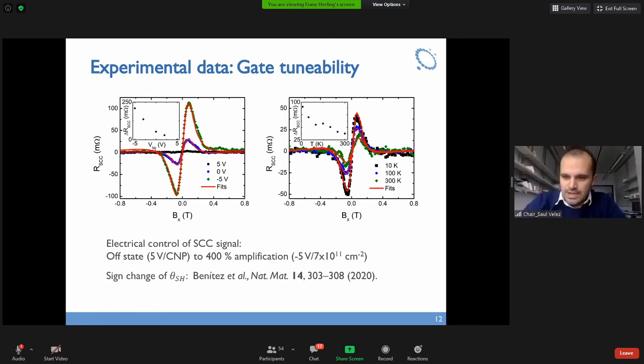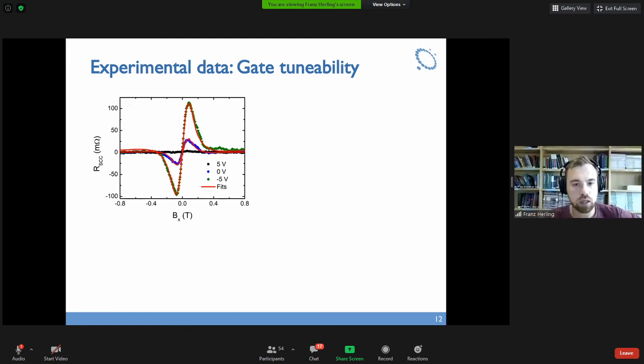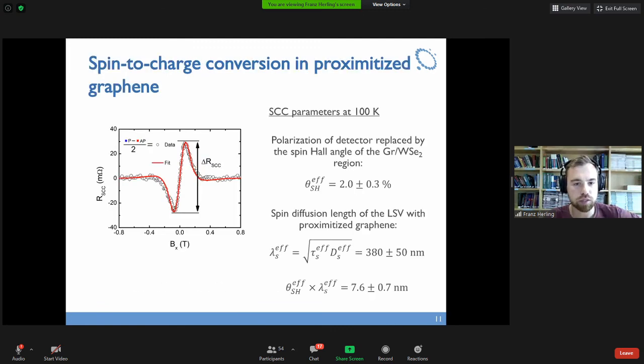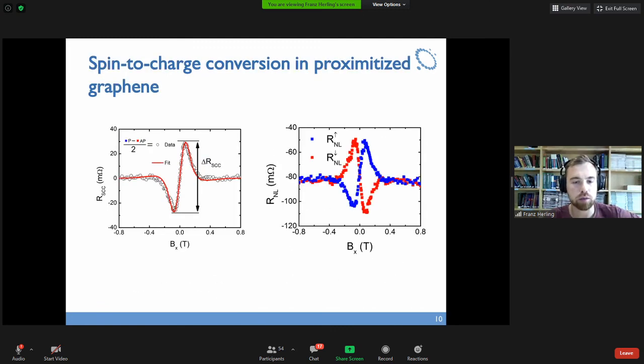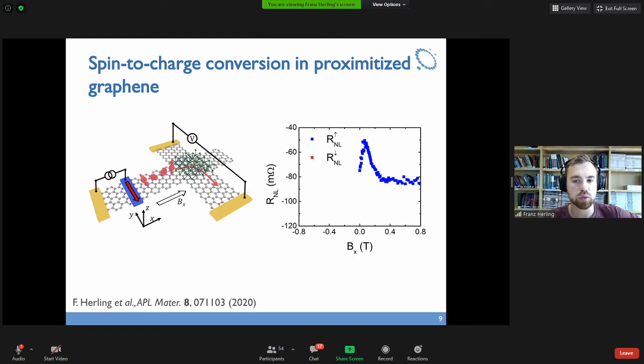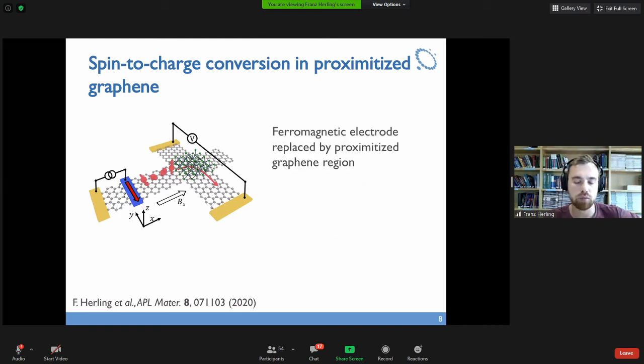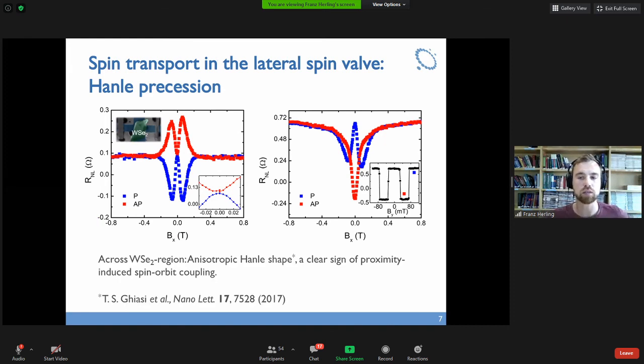Okay, thank you. So the second question is if you have measured the spin lifetime anisotropy in graphene. Yeah, so this is the other thing I kind of skipped. Some people may have noticed that when I compared the data between the reference lateral spin valve and the proximatized one, we were able to measure the anisotropic Hanle shape, but we were not able to quantitatively fit it.